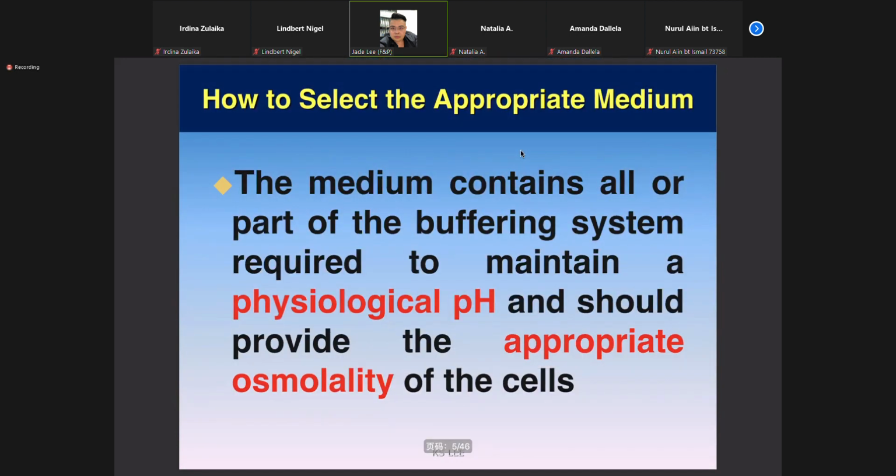And the medium contains all the parts of the buffering system required to maintain a physiological pH and should provide the appropriate osmolarity for the cell. So these parameters we want to talk about in the coming lecture, which is the physical environment and also the physiological environment for the cell to grow. So that one we're going to talk about in the next lecture. But for this lecture, we're going to focus on the medium itself, right? Is that clear? Can you follow me? Yes, doctor. Okay, good.